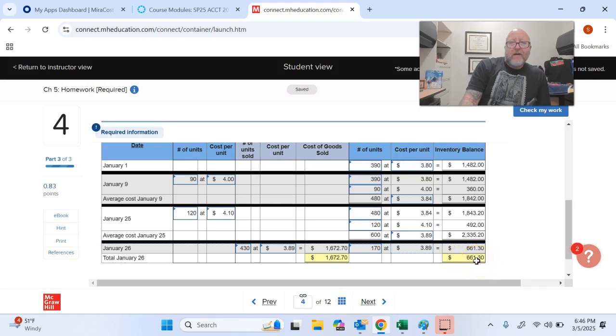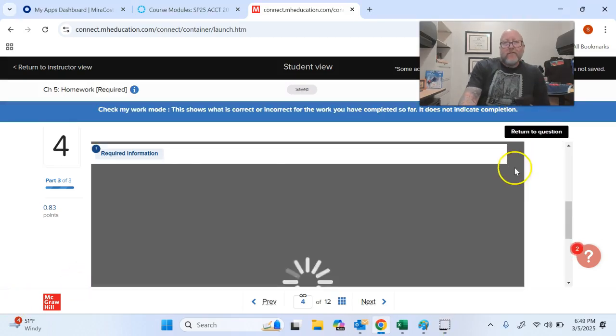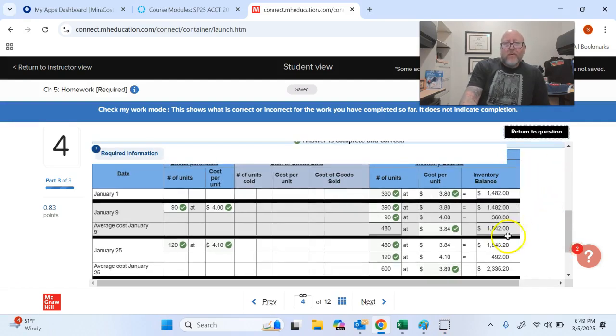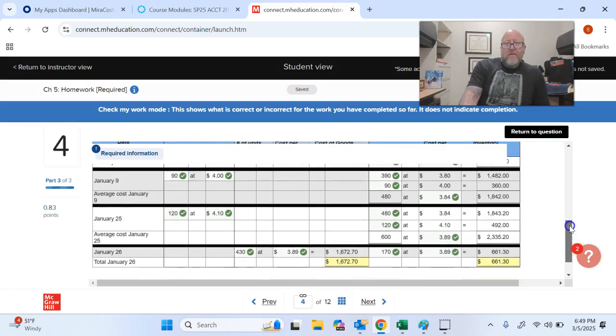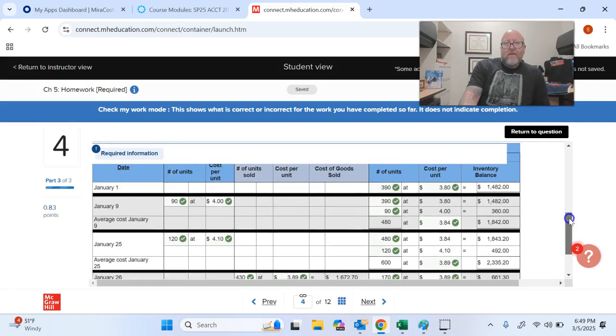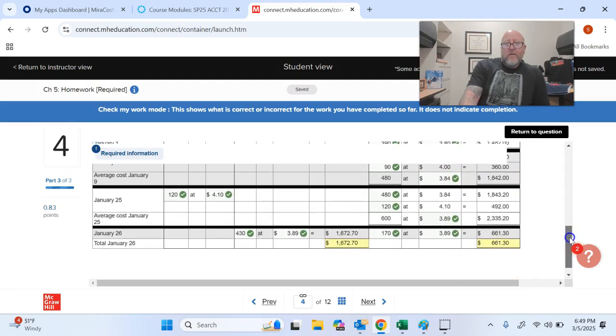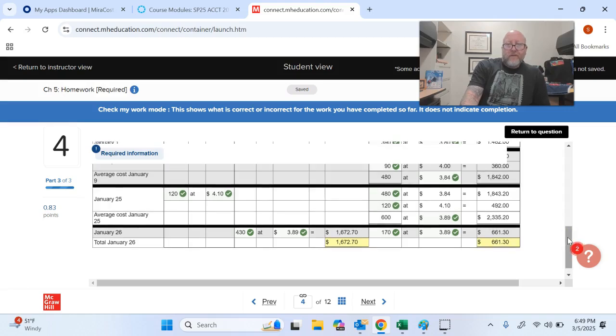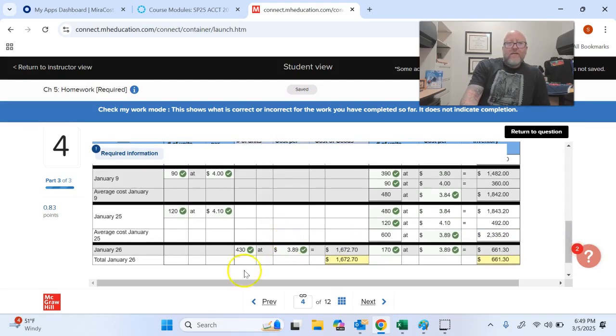661 in my inventory, and my cost of goods sold is 1672. Actually, let's check it. Fingers crossed. Oh, looks like we are good to go. I think we are good. Looks good. That is weighted average.